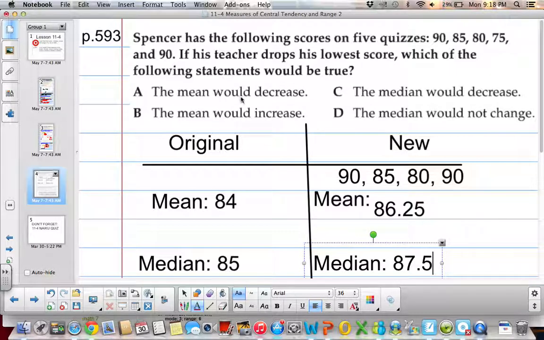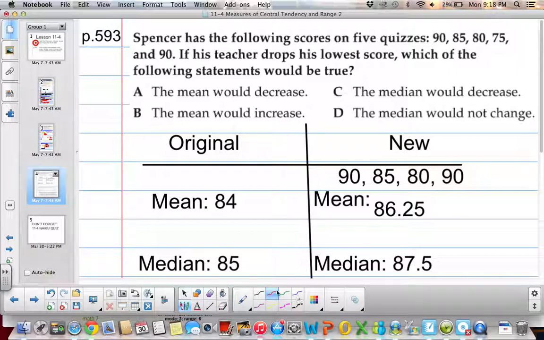So then we look, does the mean decrease? Well, the mean went from 84 to 86.25. So the mean does not decrease, so we know that that does not work. Does the median decrease? The median went from 85 to 87.5, so nope. Oops. Does the mean increase? It goes from 84 to 86.25. Yes, it does, but we just want to make sure that that's the only correct answer. The median would not change. Well, the median changes, so that doesn't work either. So our answer then is B.